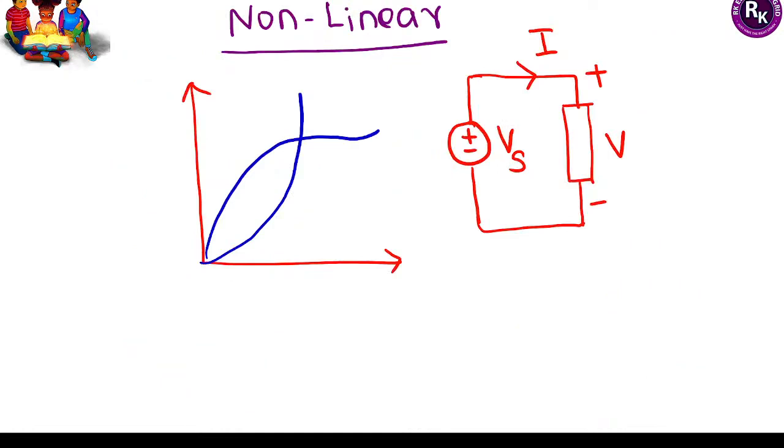If you draw the relation between voltage and current for a nonlinear resistor, it is unpredictable. This waveform can be like this, or like this, or like this. So a nonlinear resistor is unpredictable in nature.